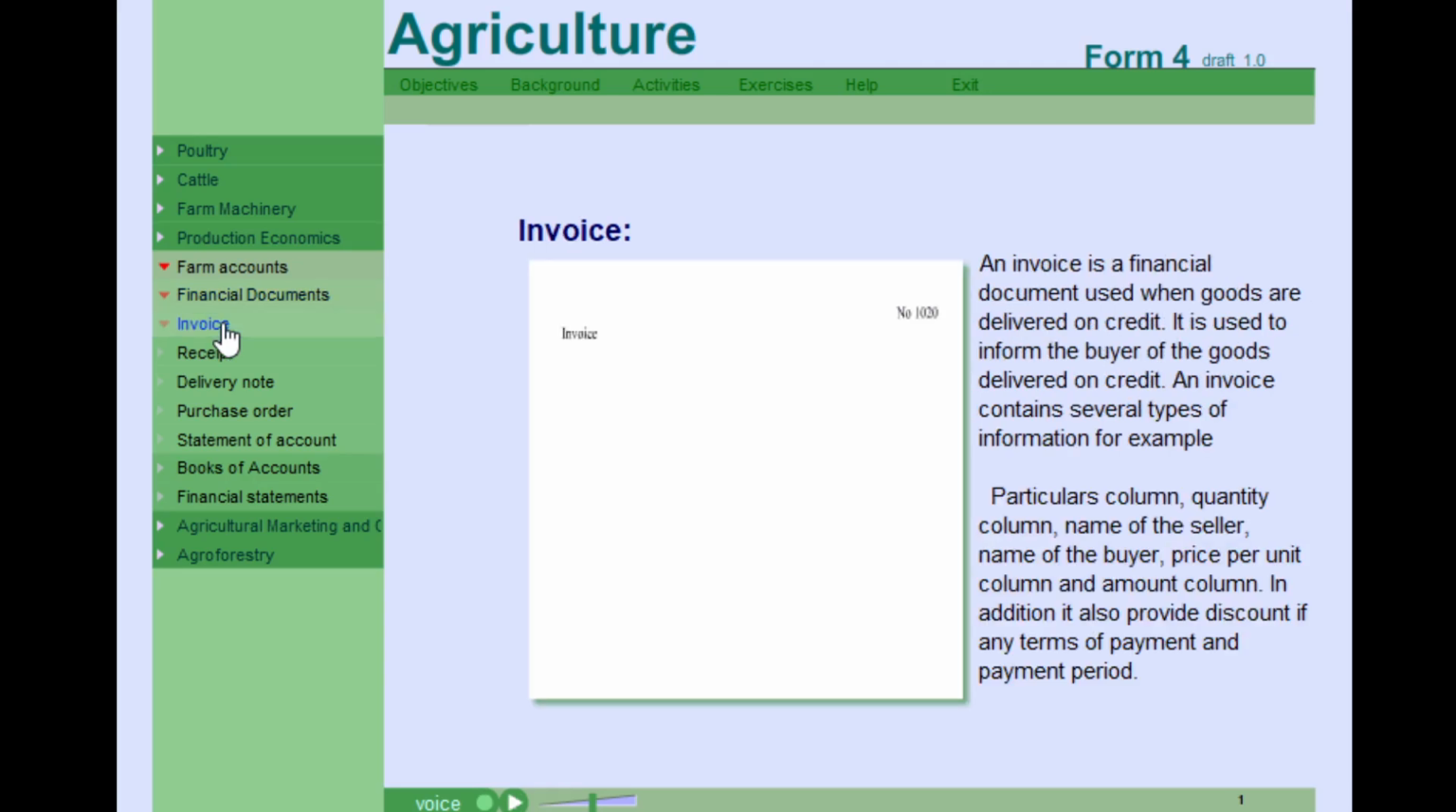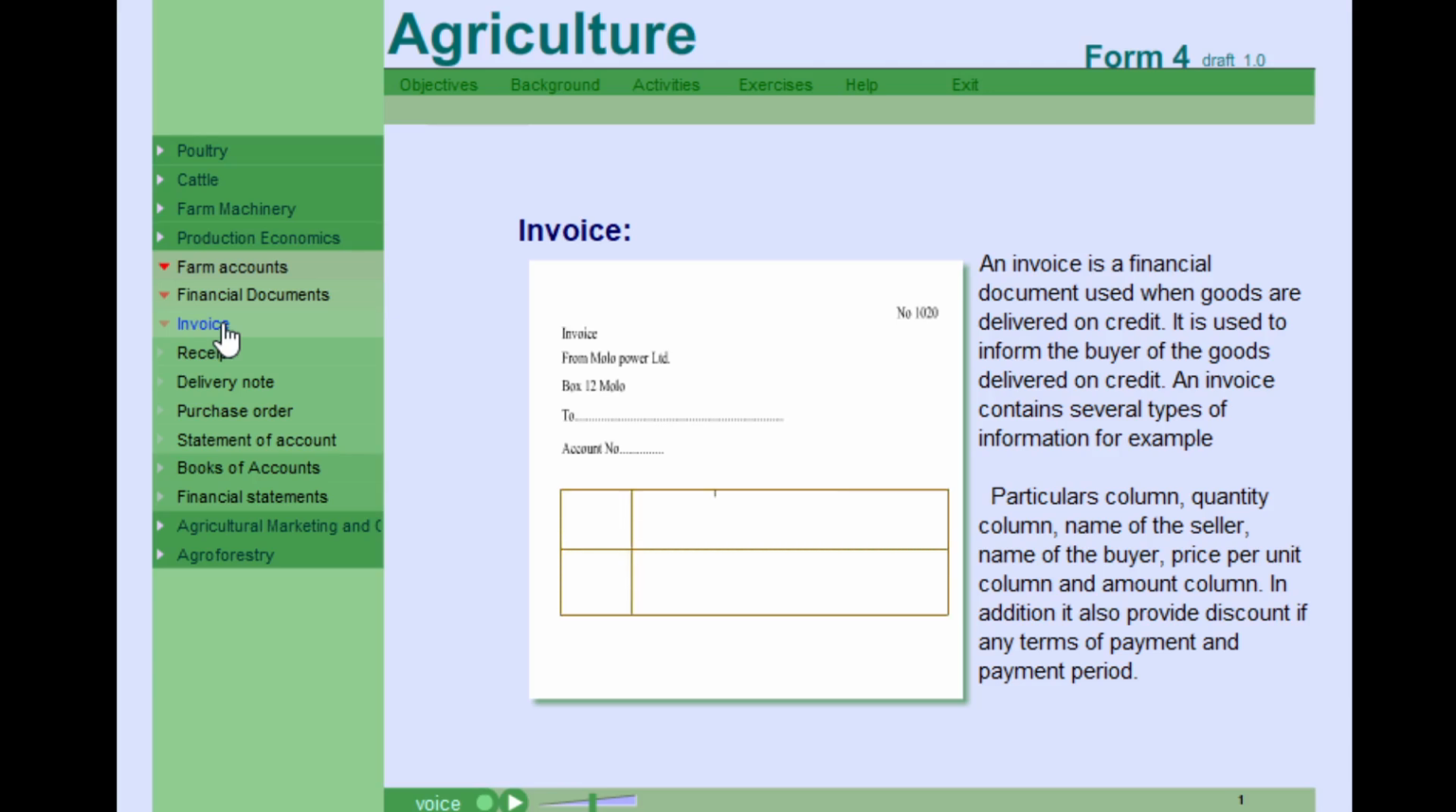Invoice. An invoice is a financial document used when goods are delivered on credit. It is used to inform the buyer of the goods delivered on credit. An invoice contains several types of information. For example, particulars column, quantity column, name of the seller, name of the buyer, price per unit column, and amount column. In addition, it also provides discount, if any, terms of payment, and payment period.